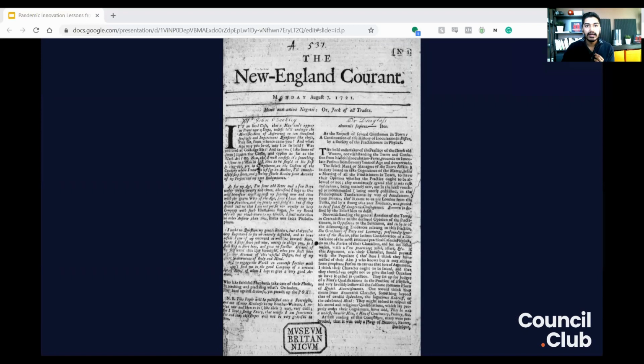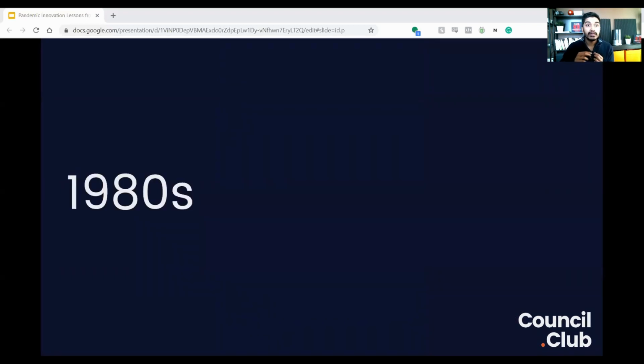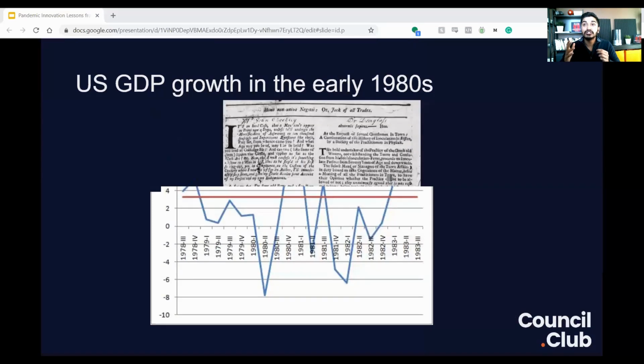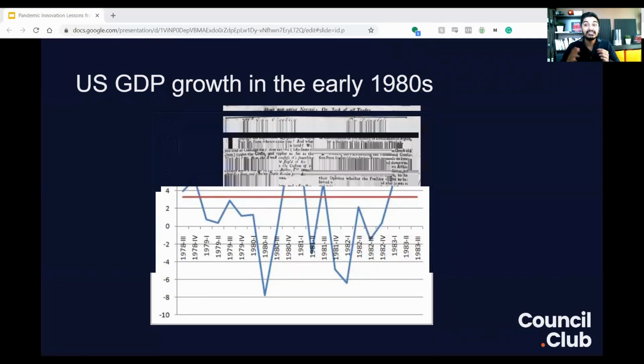Number two was in the 1980s. Around that time, there was a huge recession going on, and it was the deepest since the post-war period. It would also continue for the next 5 years. As you can see over here, this is the US GDP growth in the early 1980s. Some countries had a lot, some countries had a little. In some states in the US, unemployment went from 5 to 20% within a few years.